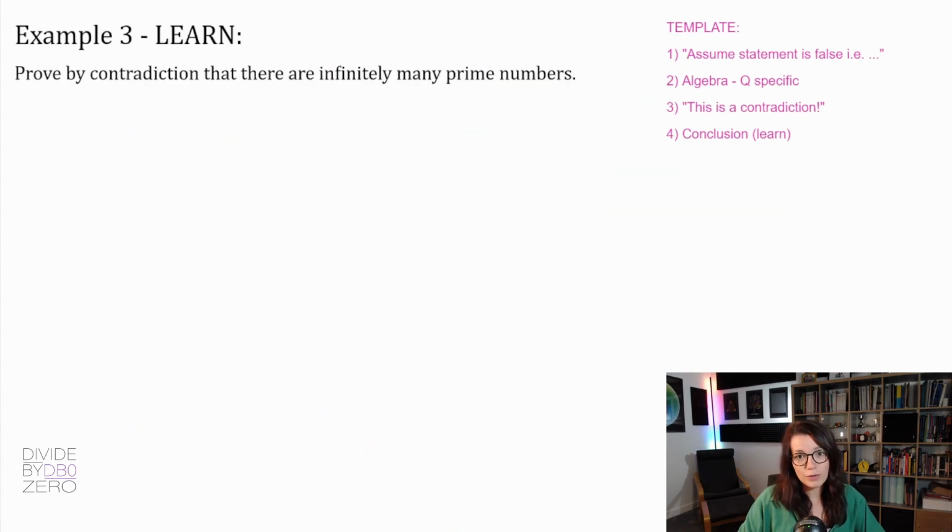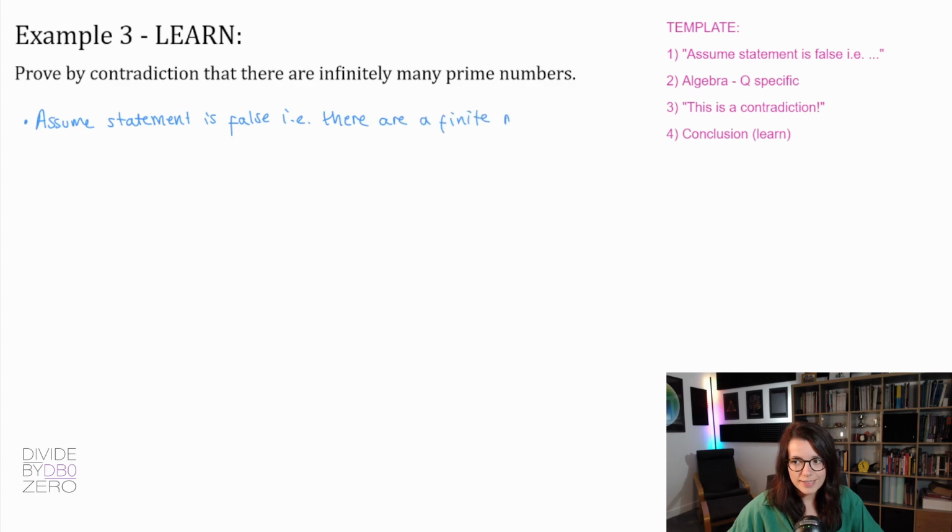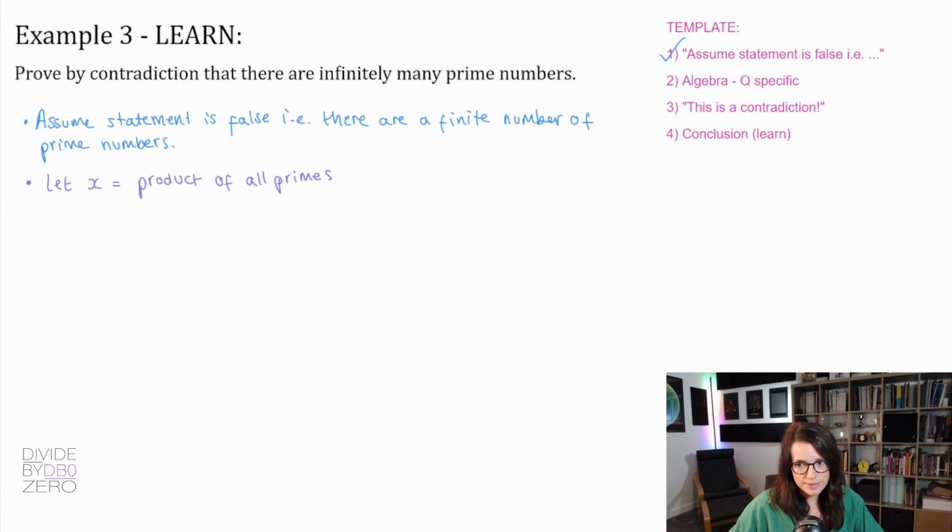I'd also recommend that you learn this one. Prove by contradiction that there are infinitely many prime numbers. Let's make a start by assuming the statement is false, i.e. there are a finite number of prime numbers. Step 2. If we're assuming that there are a finite number of prime numbers, then we can say let x equal product of all primes. In other words, we're going to say x equals all of the finite prime numbers that we mentioned multiplied together.